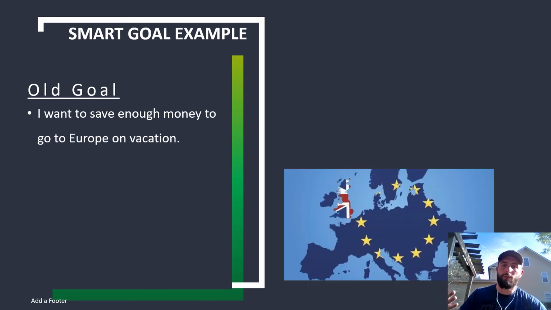All right, so another example of how you might want to transition one. This is another short-term goal. But maybe you might want to say, well, I want to save up enough money to go to Europe on vacation. Again, that's vague. We don't know what it's going to take or how you're going to get there or when you're going to get there by.